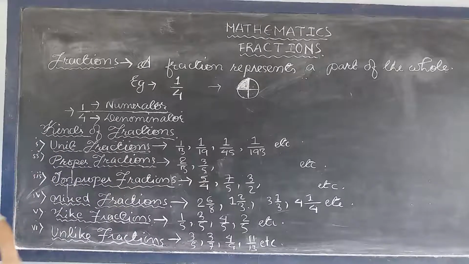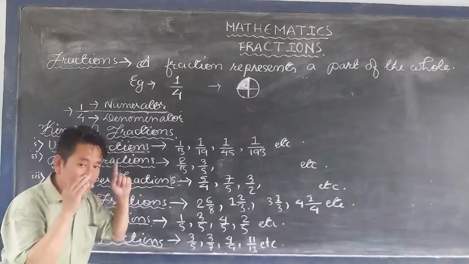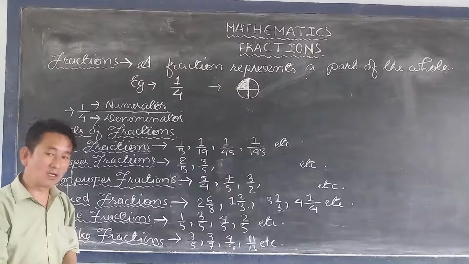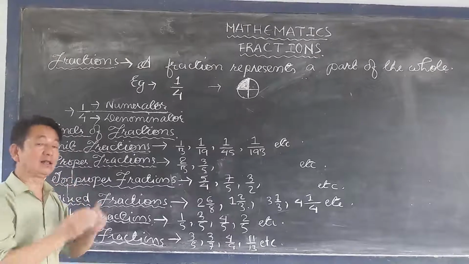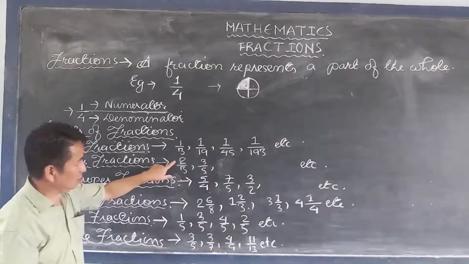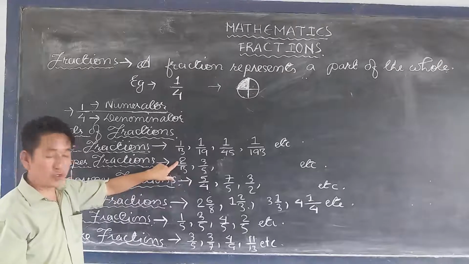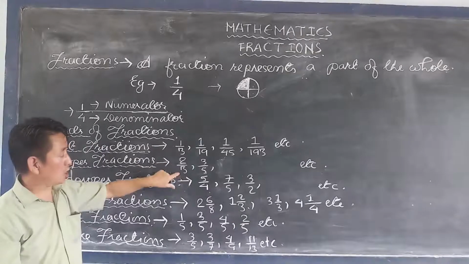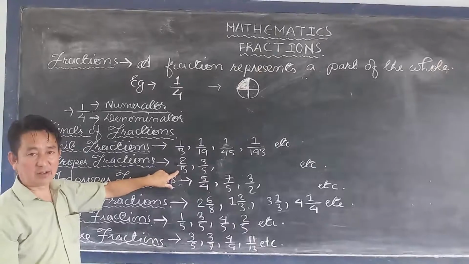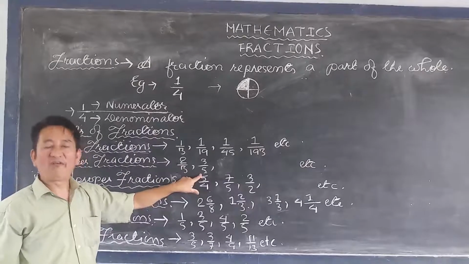Now next, proper fraction. Fractions where the numerator is less than the denominator are called proper fractions. It means that fractions whose numerators are less than the denominator are called proper fractions. As you can see here, 2 by 3. 2 is less than 3. This 2 is numerator, 3 is denominator. So your numerator 2 is less than the denominator, that is 3. 3 by 5. These are examples of proper fraction.